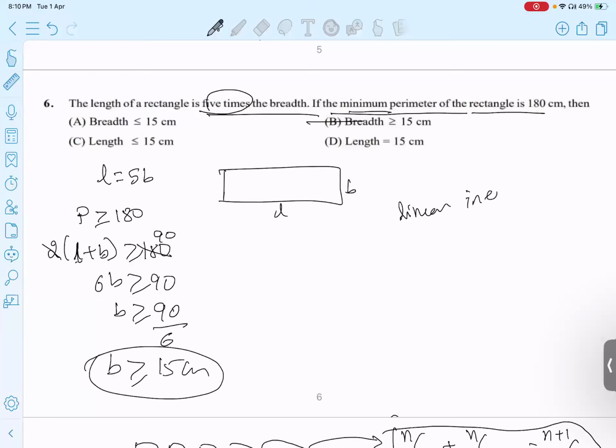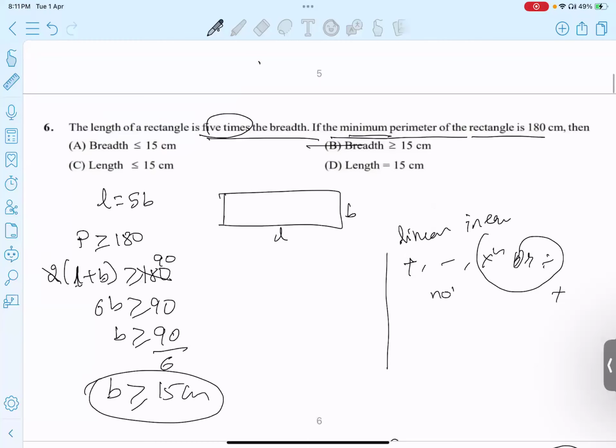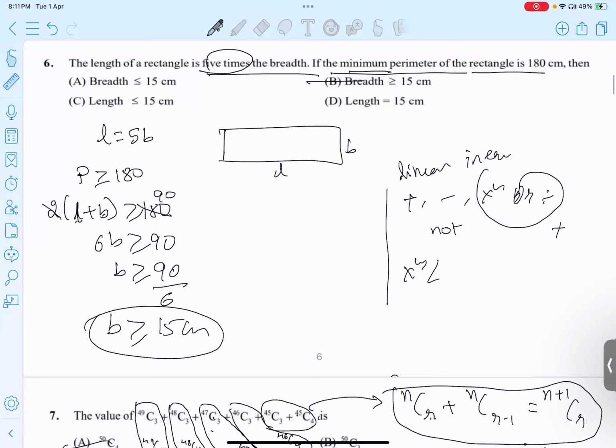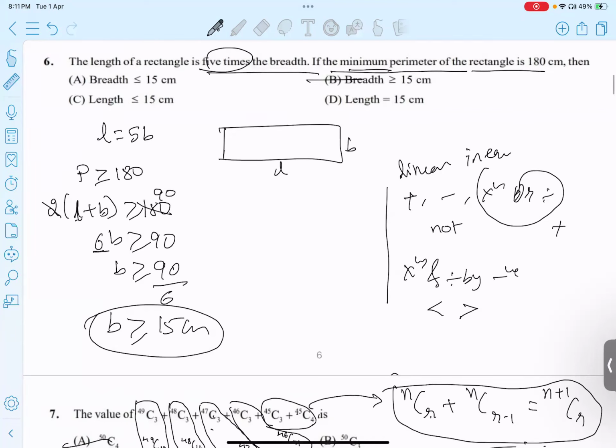Okay, linear inequality. So in linear inequality, we have to remember a few key points, students. If I add, subtract, multiply or divide by a positive number, inequality will not change. If I multiply or divide by a negative number, only then inequality reverses. That is, less than becomes greater than. These symbols. See, this was 6B. I'm dividing by a positive number, so inequality was not changing. Suppose minus 6B was greater than 9, then if I'm dividing by a negative number, inequality will reverse. Okay. So now going to the next question.